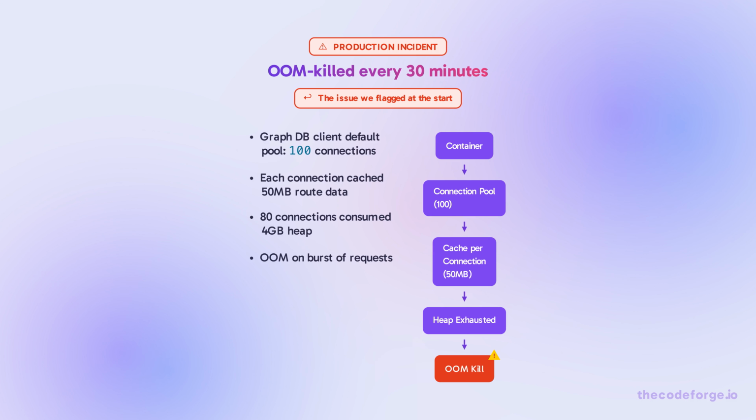This is the same issue we highlighted at the start. Here's exactly why that happened. The graph database client had a default connection pool of 100 connections per container. Each connection cached 50 MB of precomputed root data. With a 4 GB heap, 80 connections consumed 4 GB, leaving no room for actual routing. When a burst of requests triggered connection growth, the OOM-killer struck.